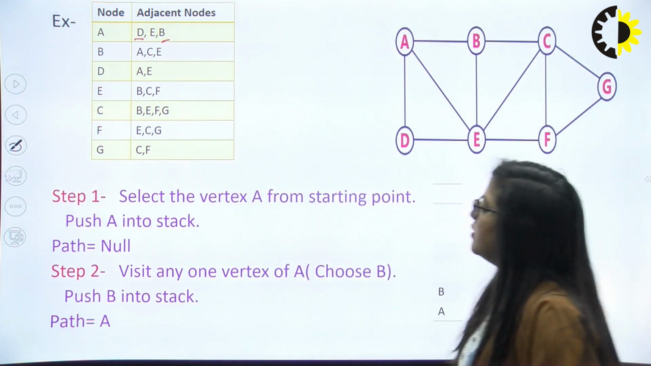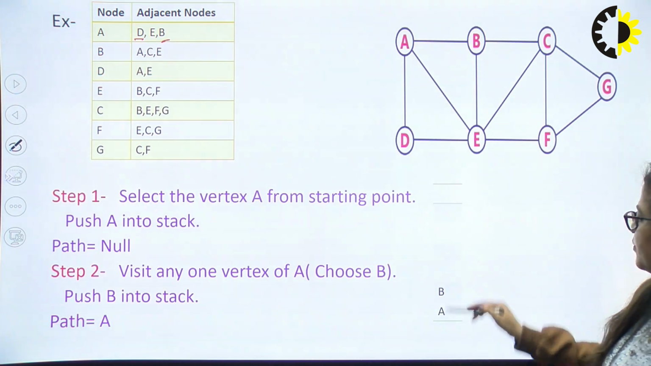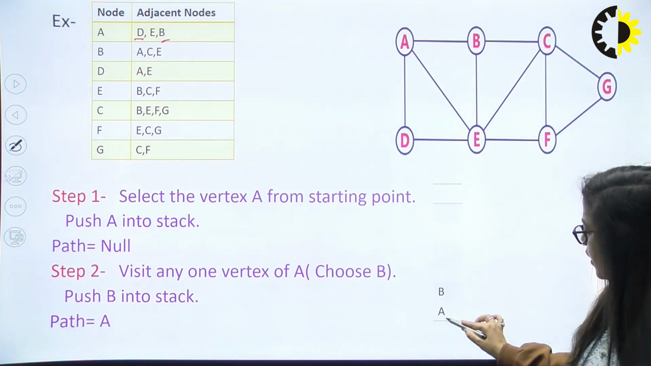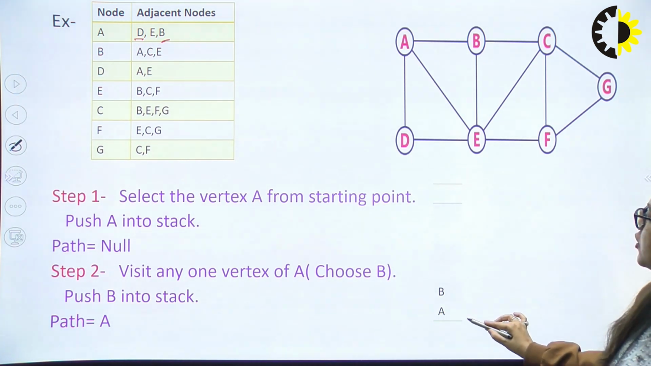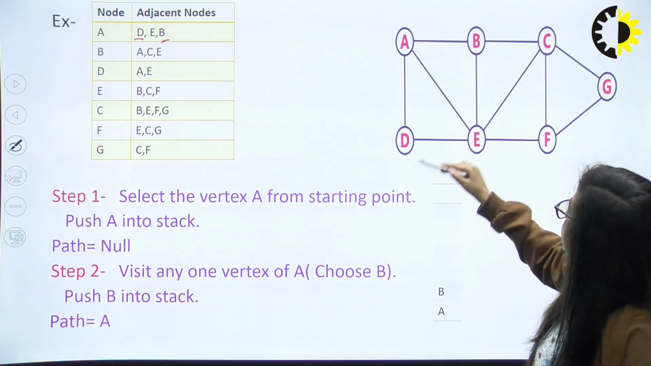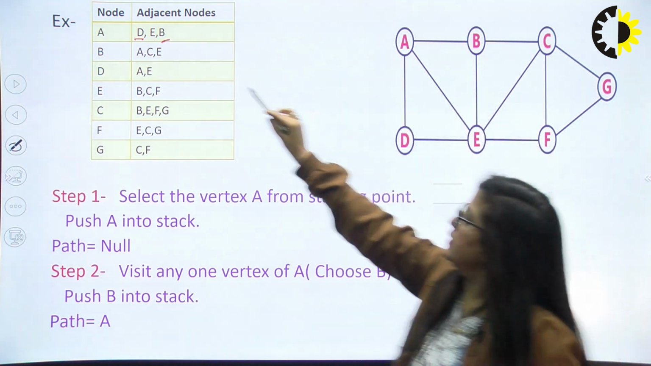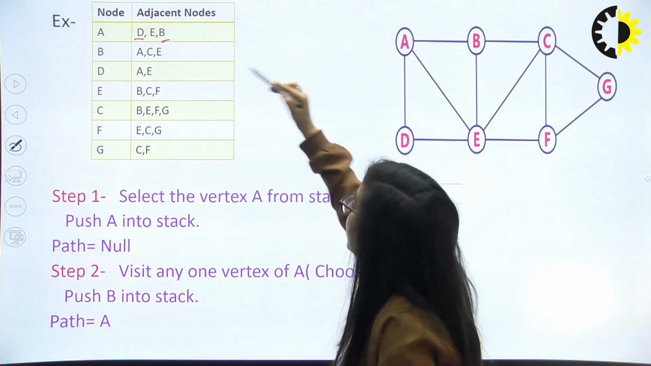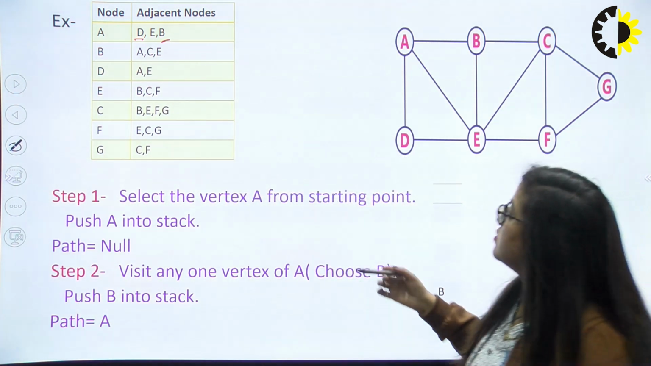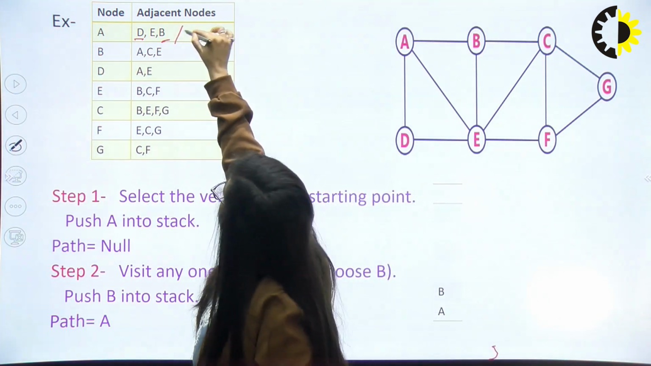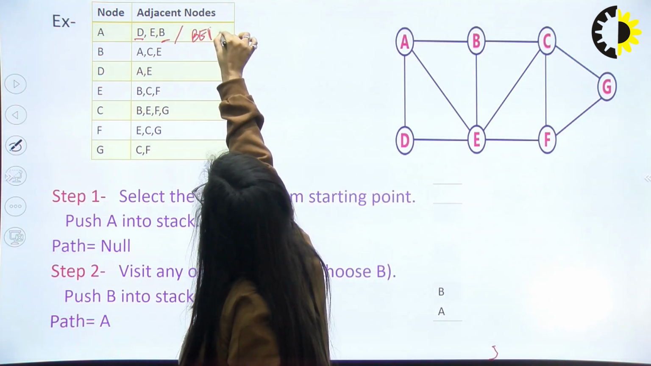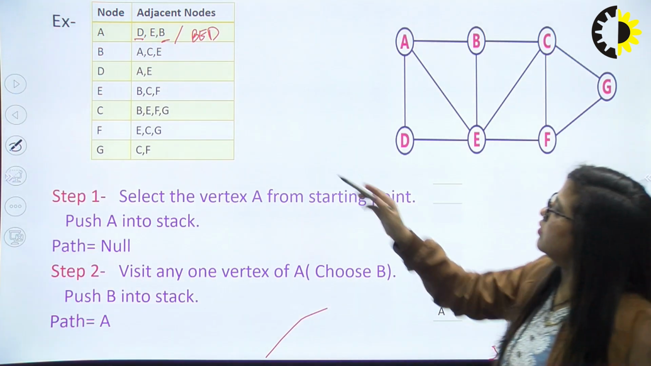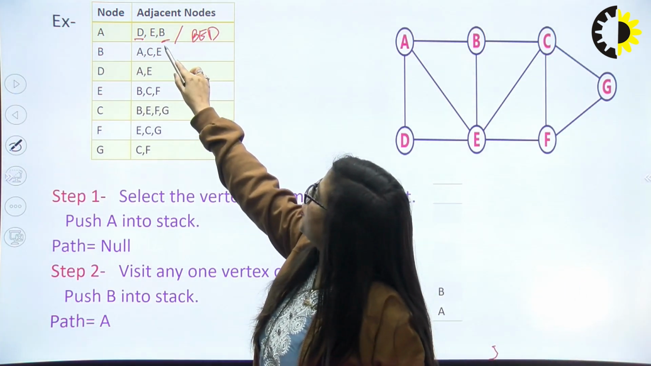Same thing here: select the starting point. We insert A in the stack. And what are the adjacent nodes? Adjacent nodes are D, E and B. The last one is B. The answer can also vary, because you can use B, E, D here. So the output is B.